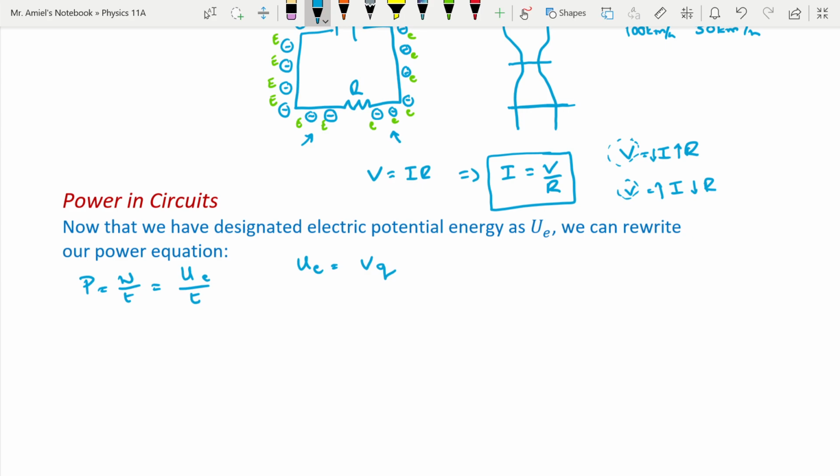And if we plug this into this equation, well then it becomes power is equal to our voltage times our charge over time. And look at this. That is just power equal to our voltage. Charge over time, well, that's current. Okay, so this is a new equation that you are going to get on your formula sheet. And this, in combination with Ohm's law, we can do a few different things with.